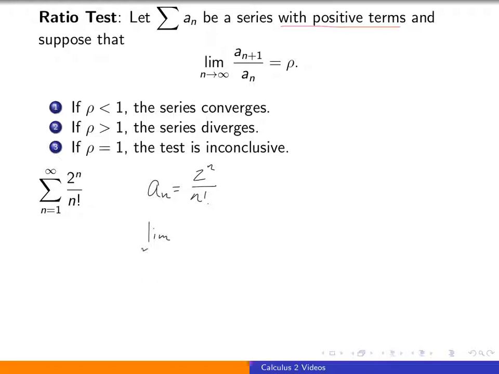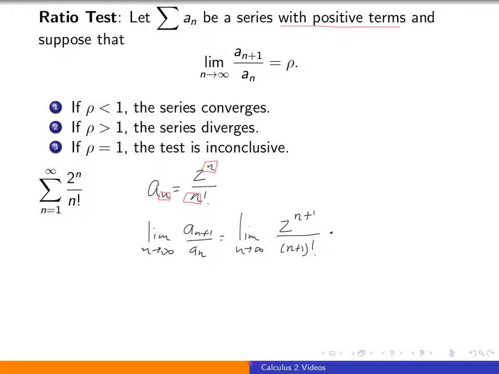So for the ratio test, we need the limit as n goes to infinity of a sub n plus 1 divided by a sub n. And to form a sub n plus 1, whatever you plug in for n, you need to put into each of these boxes. So you take your a sub n, and in each of these 3 boxes we place an n plus 1. So 2 to the n plus 1 divided by n plus 1 factorial.